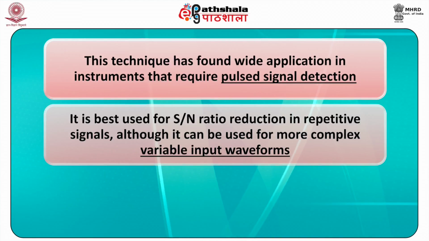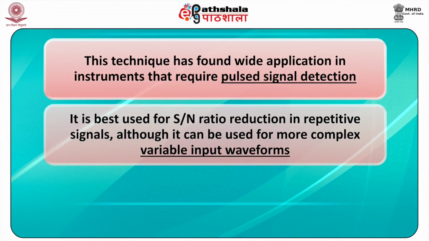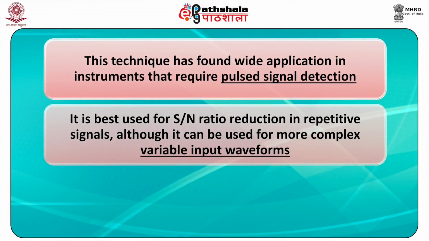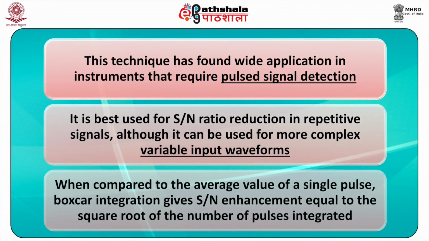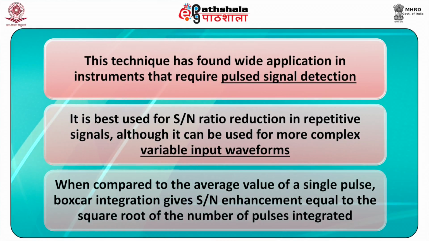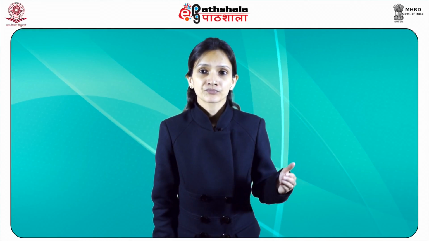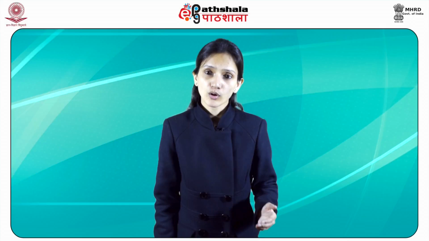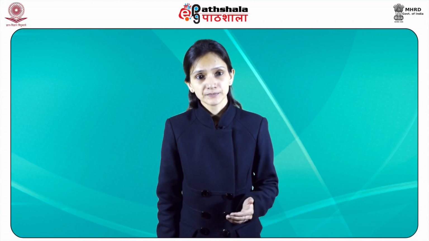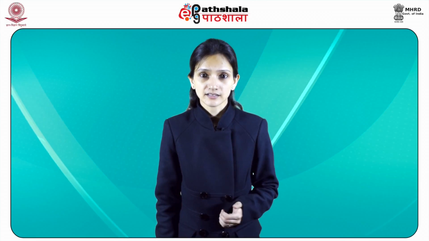It is best used for S/N ratio enhancement in repetitive signals, although it can be used for more complex variable input waveforms. When compared to the average value of a single pulse, Boxcar integration gives S/N enhancement equal to the square root of the number of pulses integrated. Since noise accumulates during the sampling time, further increases in the S/N ratio result from the shortened total sampling time of the Boxcar method as compared to the time required to average a single pulse.